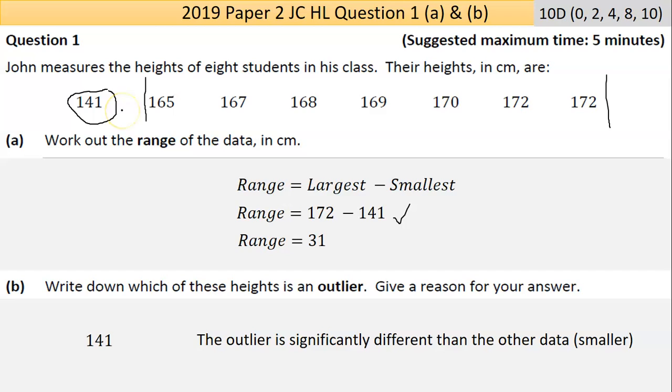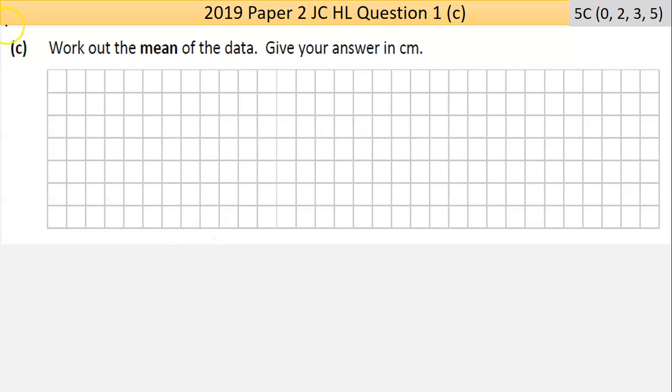And if that was a study where you're collecting and measuring data, you might want to ask, is there a problem with the measurement? Now, if that's a measurement of heights, as long as there wasn't a problem with the actual physical measurement of the student, it's just that the heights of people go across a range. That's perfectly normal. Now, part C here says, work out the mean of the data.